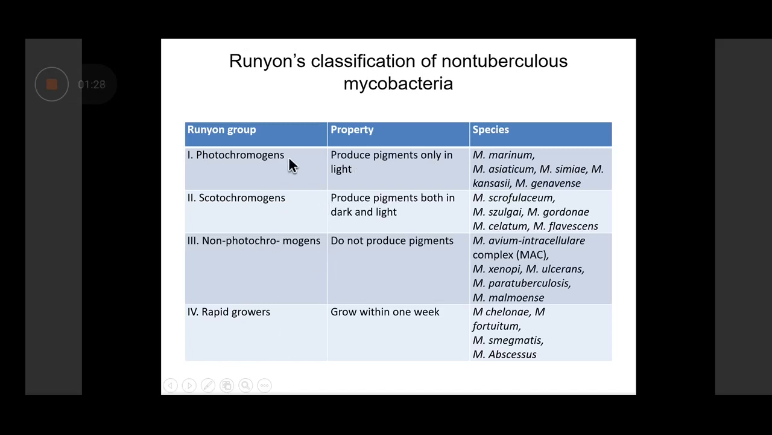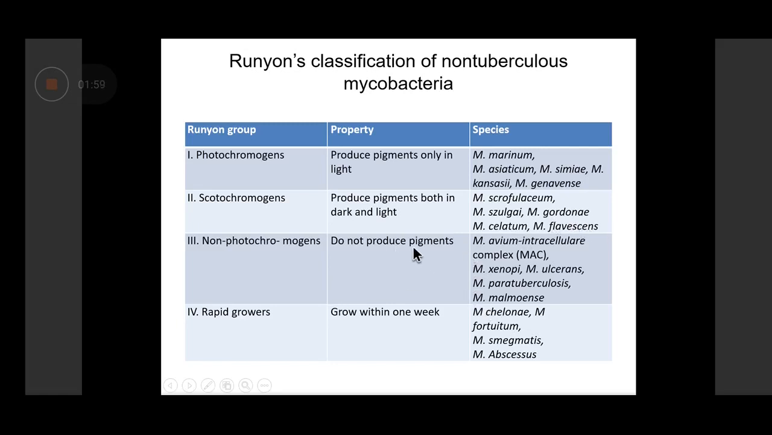Photochromogens: photo is light, so these produce pigment only in light. This includes species like Mycobacterium marinum, asiaticum, simiae, and kansasii. Then scotochromogens produce pigment both in dark and light. It includes Mycobacterium scrofulaceum, szulgai, and gordonae.